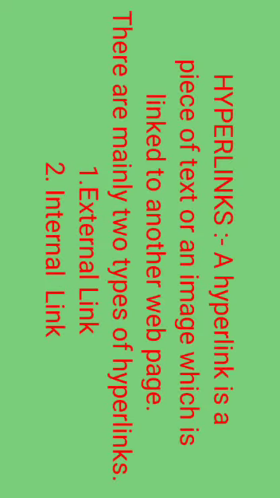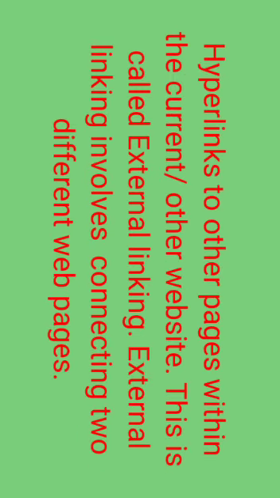Hyperlinks. A hyperlink is a piece of text or an image which is linked to another web page. There are mainly 2 types of hyperlinks: external link and internal link. Hyperlink to other page within the current or other website. This is called external linking. External linking involves connecting 2 different web pages.